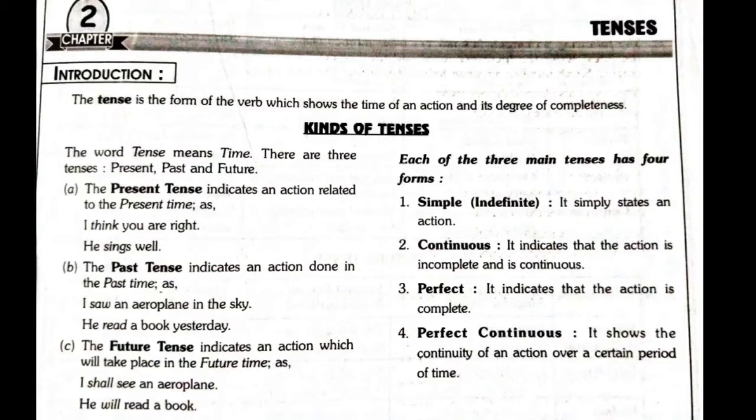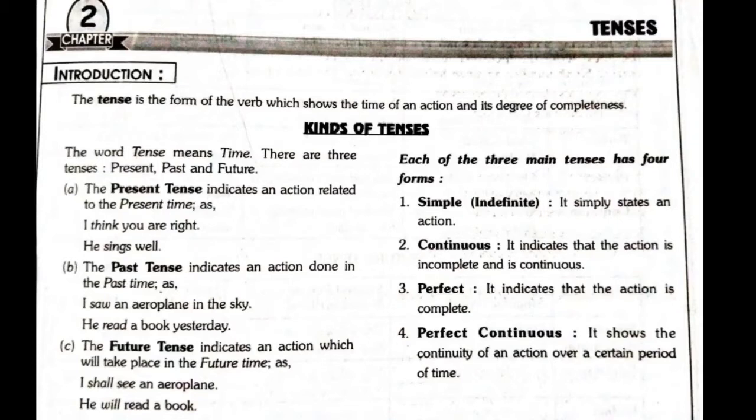All these three tenses, present tense, past tense, future tense, have four forms. First is simple indefinite, second is continuous, third is perfect, and last is perfect continuous. Simple, that is indefinite tense, simply states an action. Continuous indicates that the action is incomplete and is continuous, which means that the action has not been completed and it's still going on presently.